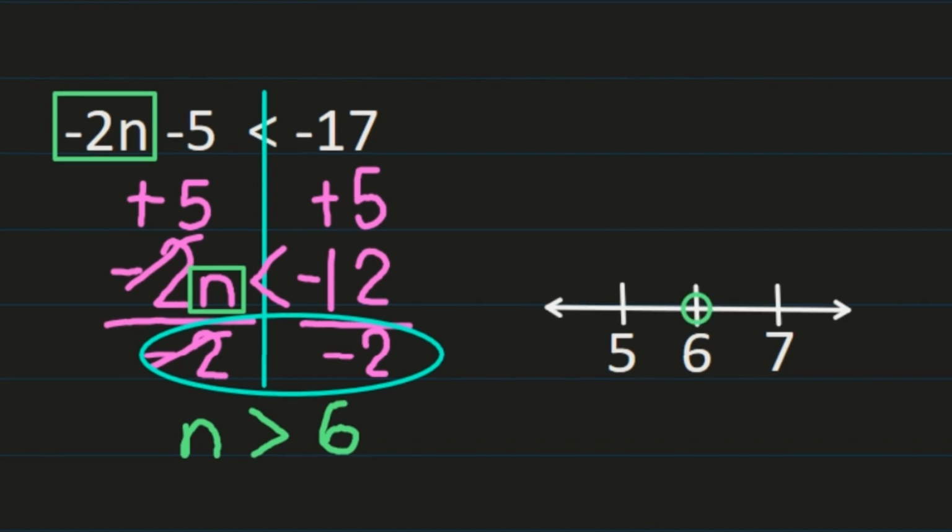So this time we're going to use an open circle showing that 6 is not part of my solution set, but every number greater than 6 is. So I'm going to add that line going towards the right. So the open circle shows that 6 is not part of my answer set, but everything to the right with that line is.